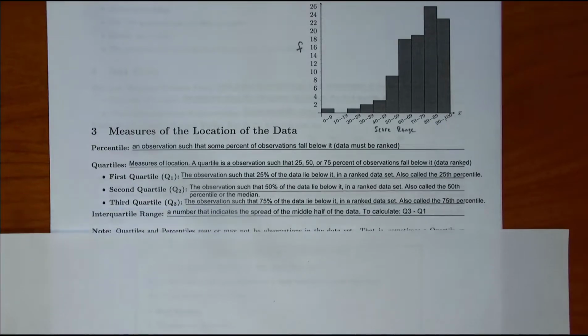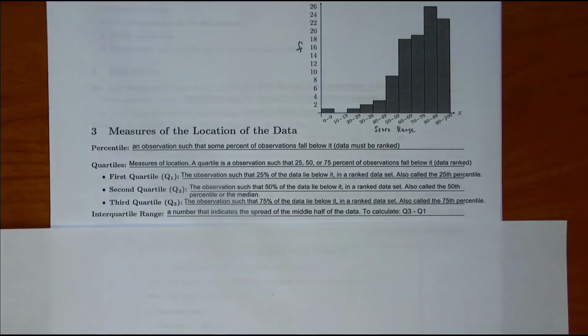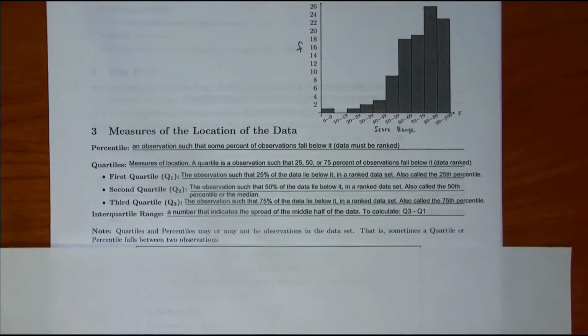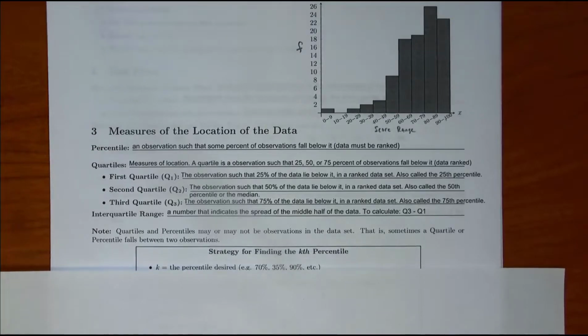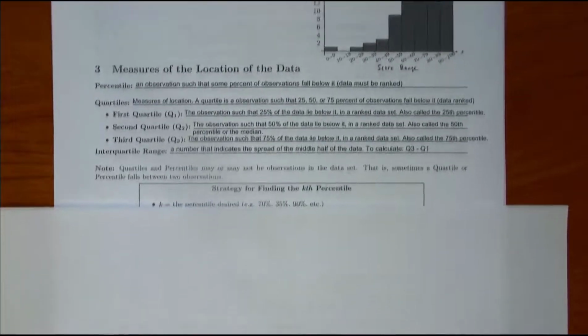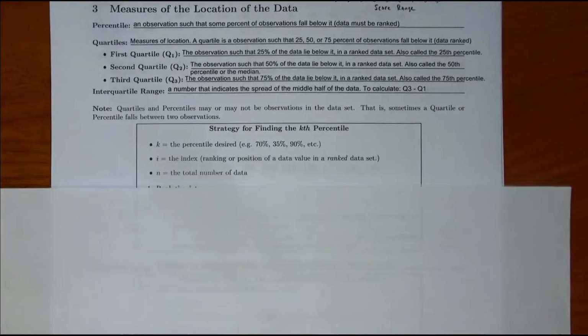Interquartile range, it's a really easy formula. It's just the spread of the middle half of the data. It's Q3 minus Q1. So to calculate an interquartile range, you just have to find Q3, and find Q1, and subtract. That's it. Super easy calculation, but you do have to find Q1 and Q3 first. All right. Let's look at a formula to find a percentile, which will allow us to find quartiles also.